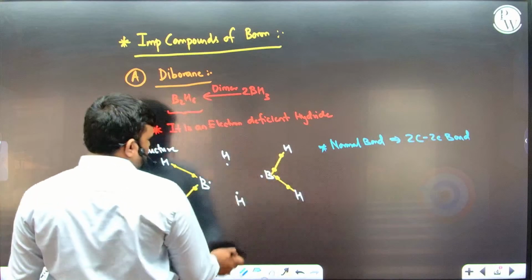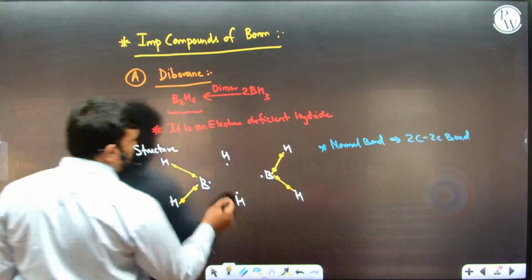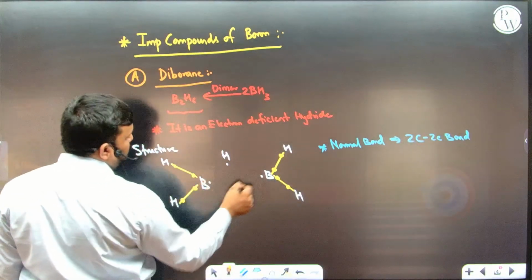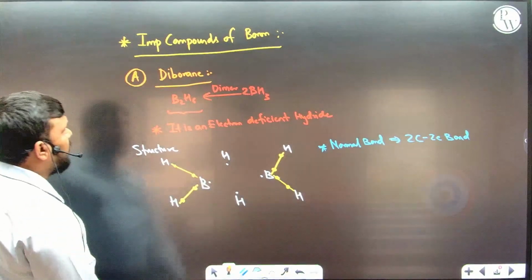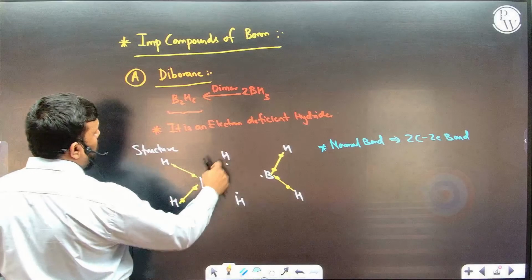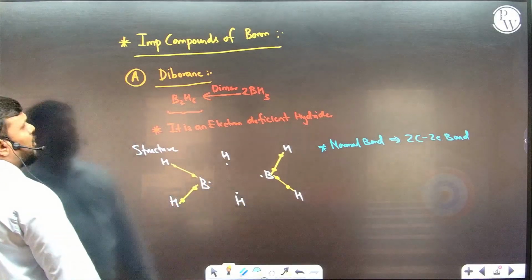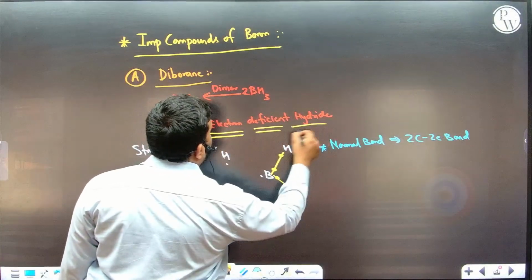And after this you can see we have a deficiency of electrons. If you have a bond between these two and between these two, then these two will be separated. So we do not have enough electrons to have a bond between these two as well as between these two. So there is a deficiency of electrons. That's why we call it an electron deficient hydride.